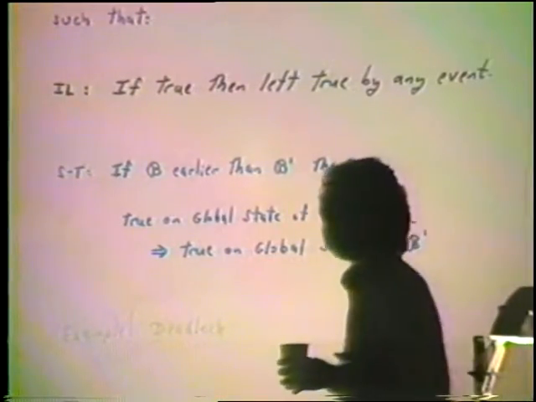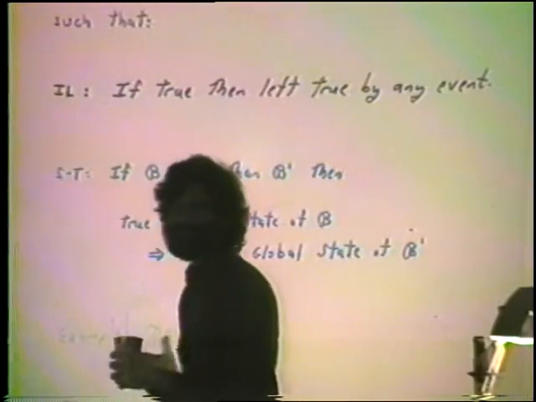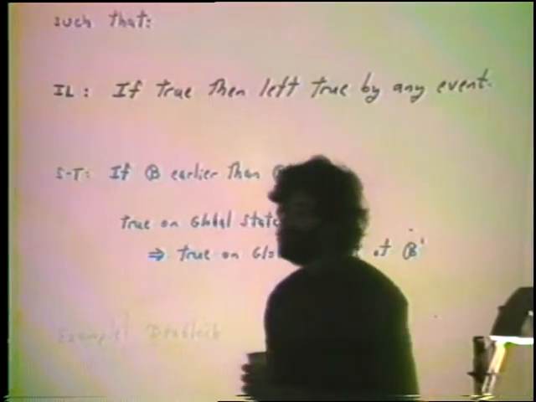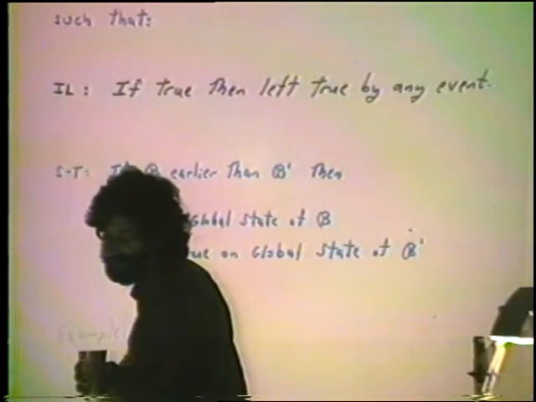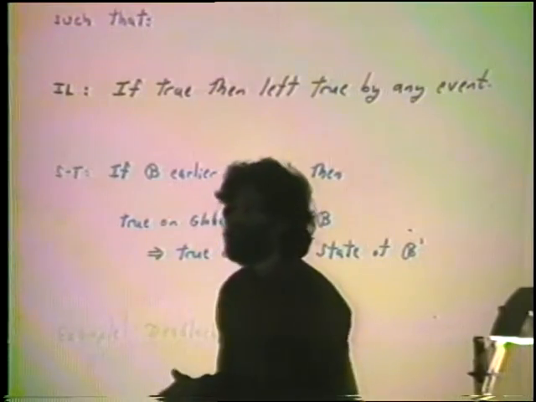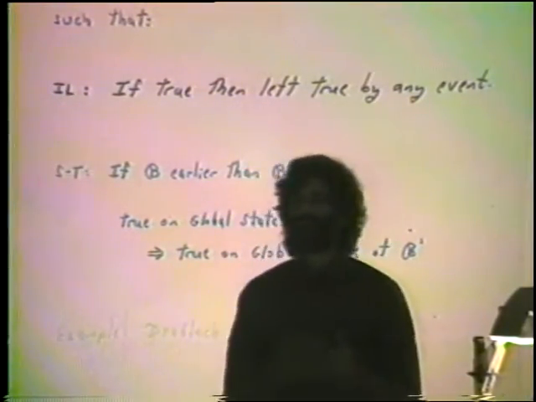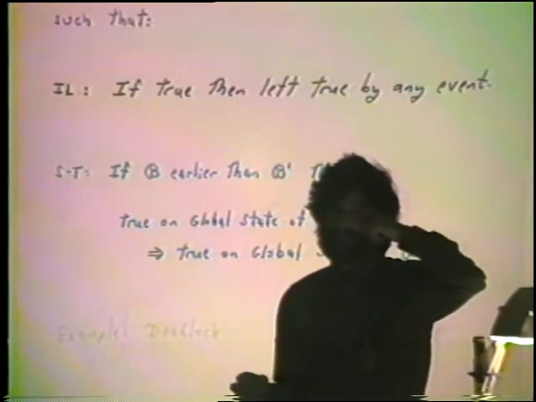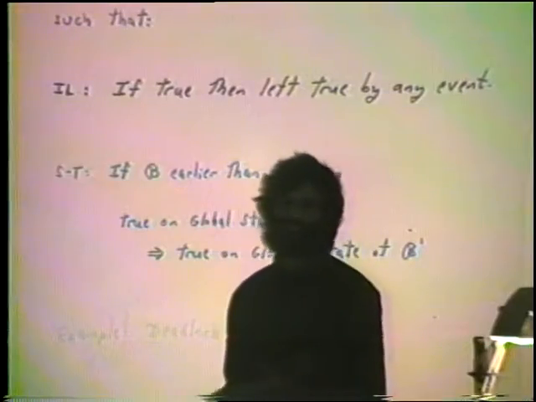In the space-time model, it has the property that if a time slice B is earlier than a time slice B prime, then if it's true on the global state of B, then it's true on the global state of B prime. An example of such a property is deadlock. A stable property is one that once it becomes true, it always remains true. And that, by definition, is what deadlock is. Once you're deadlocked, you're deadlocked.